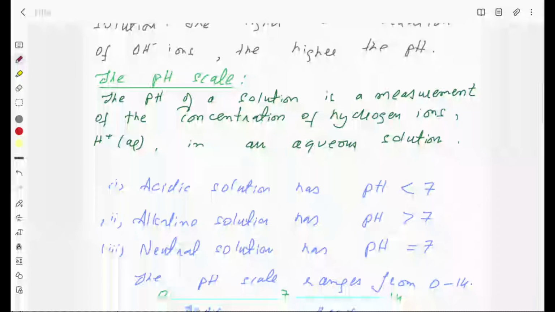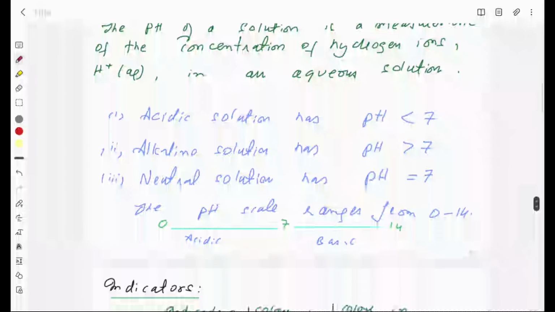There is mathematics involved here which you will study in A level, but in O level you just have to show some understanding that the pH scale is a scale from 0 to 14 on the basis of which we decide whether the solution is acidic, basic or neutral. Like I've written, an acidic solution has pH less than 7, an alkaline solution has pH greater than 7, and a neutral solution has pH equal to 7. So 0 to 7 is acidic, 7 to 14 is basic, and 7 is neutral. We have a pH meter, which is a very accurate device to measure the pH of any solution.